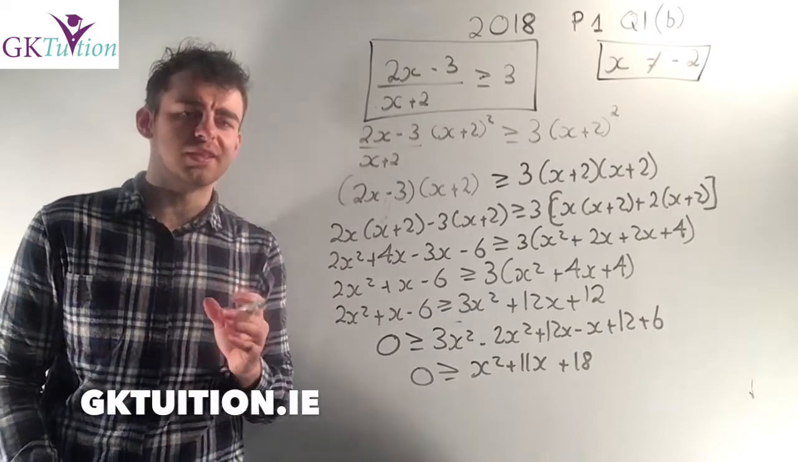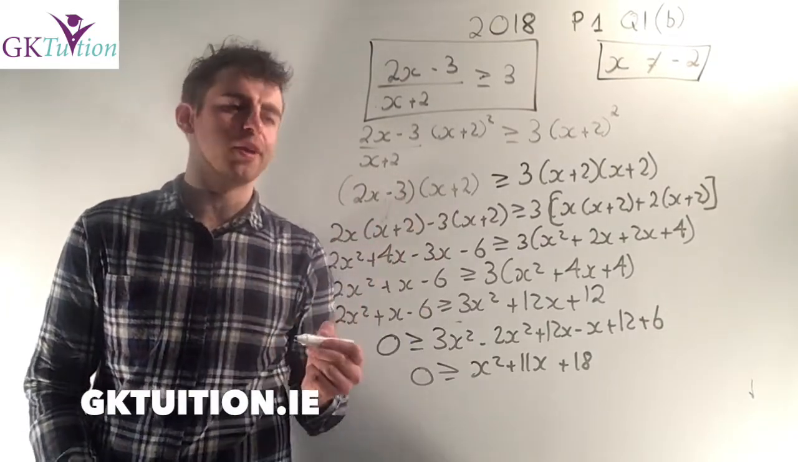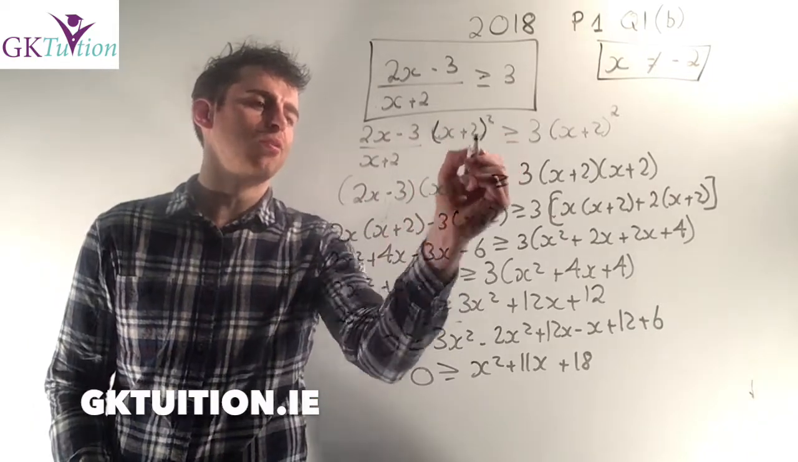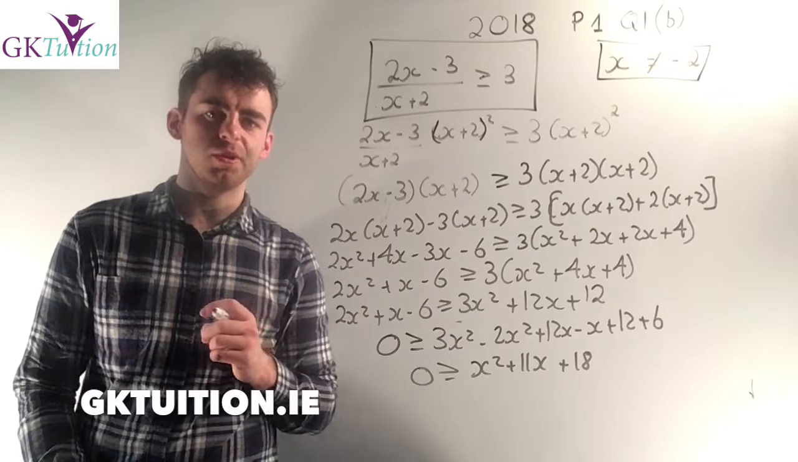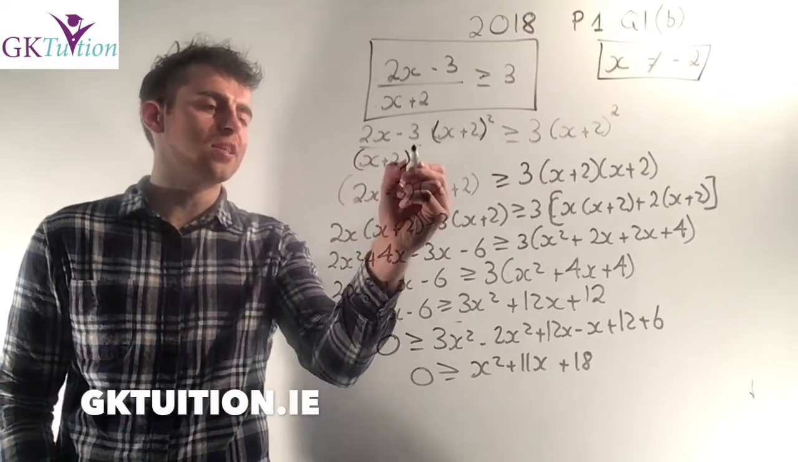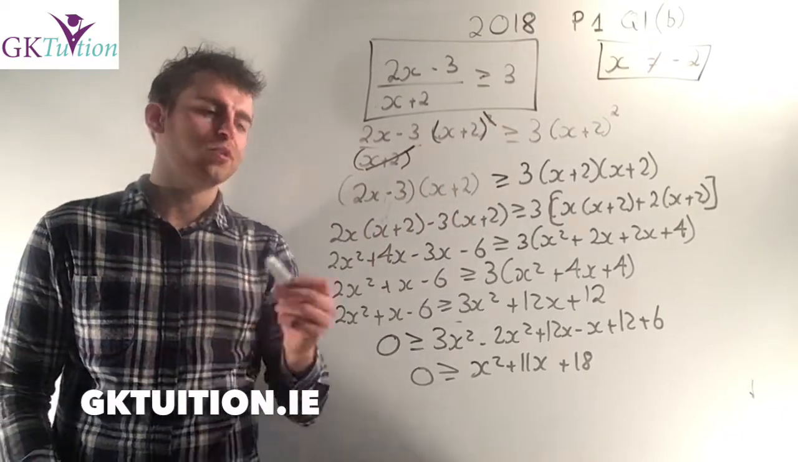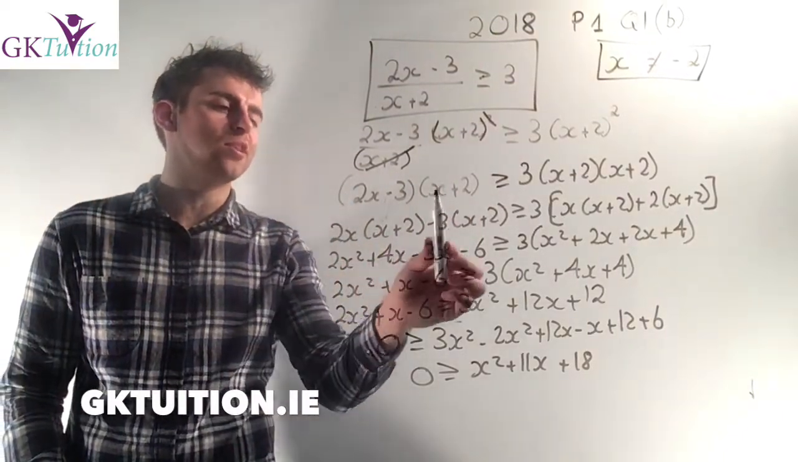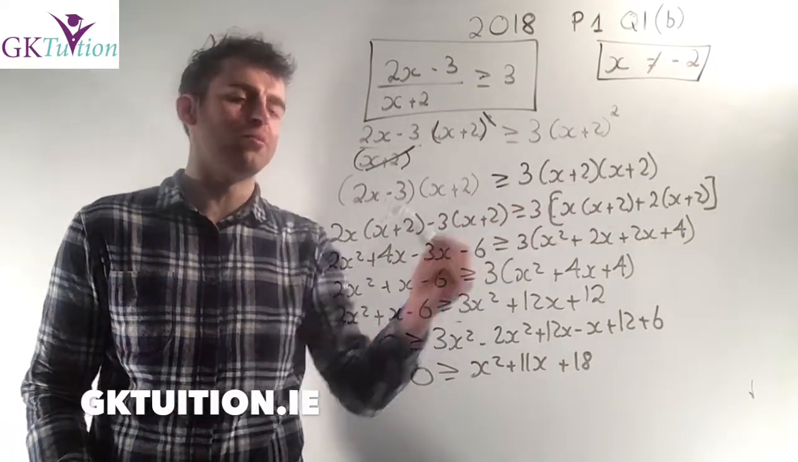In order to solve this inequality, you need to multiply both sides by the denominator squared. In other words, you're going to multiply the left-hand side by (x plus 2) squared and the right-hand side by (x plus 2) squared. When you do that, on the left-hand side, luckily, the x plus 2 on the bottom cancels with one of the x plus 2's on the top. So in fact, you're just left with (2x minus 3) times (x plus 2). And on the right-hand side, you just have 3 times (x plus 2) squared.